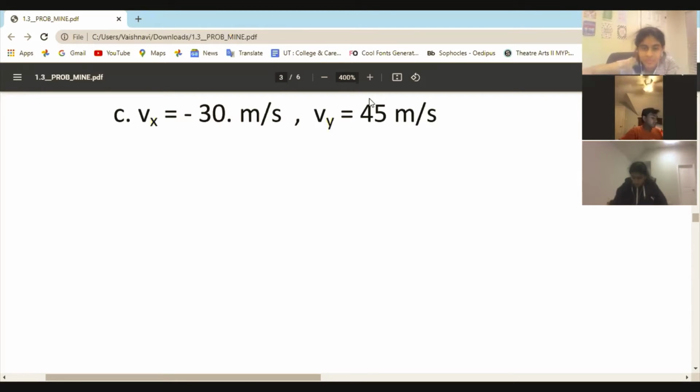So just to be clear, question number 10 says, sketch and calculate the magnitude and direction of the vectors that have the following horizontal and vertical components. So Vx and Vy are the horizontal and vertical components. So it's actually asking us to find what the value of the vector is, right?